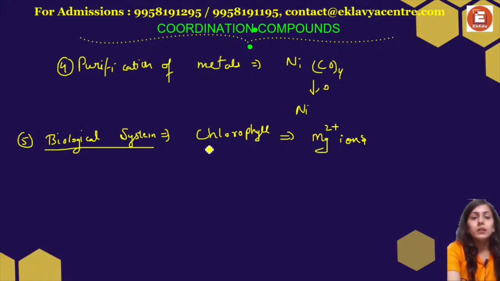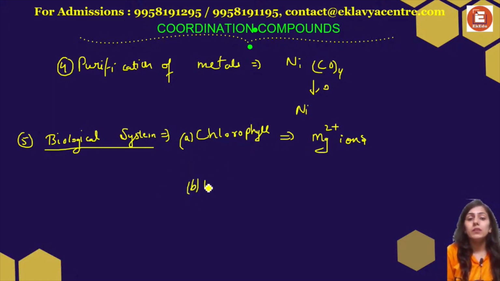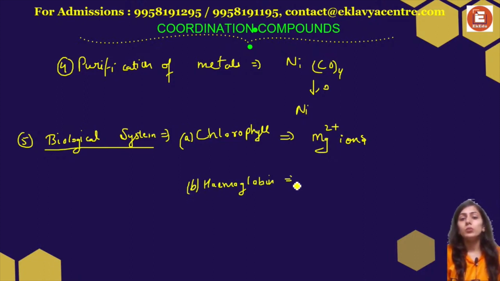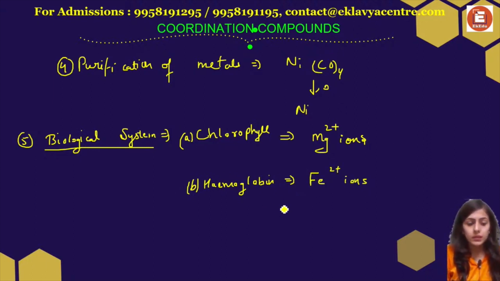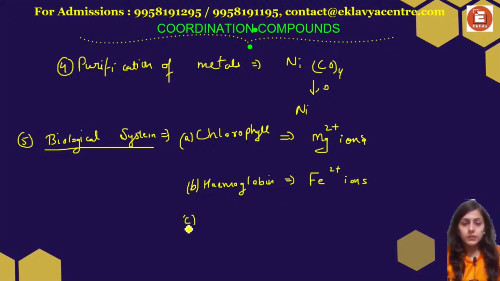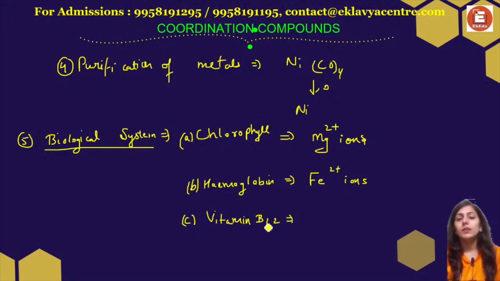Next, we have hemoglobin. In hemoglobin, we have iron, Fe2+, which plays a very vital role in our body. Next, we have cyanocobalamin, which is vitamin B12, again very essential for our body. In this, Co2+ ions are present.